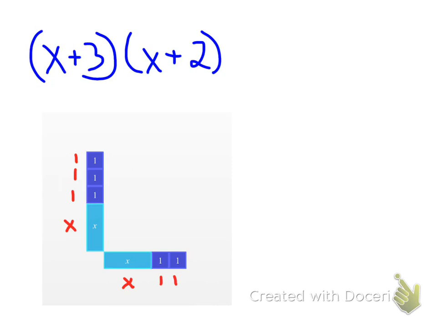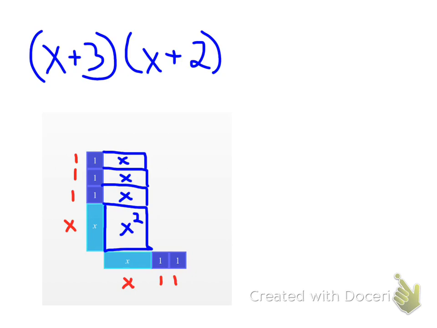When you're going through and multiplying, I'm essentially figuring out the area of the rectangle that is formed. So when I'm multiplying this x tile times an x tile, I'm going to get an x squared tile. X times x is x squared. Then, when I'm multiplying this 1 by this x, I'm going to get an x. 1 times x is x. Same thing here, and same thing here.